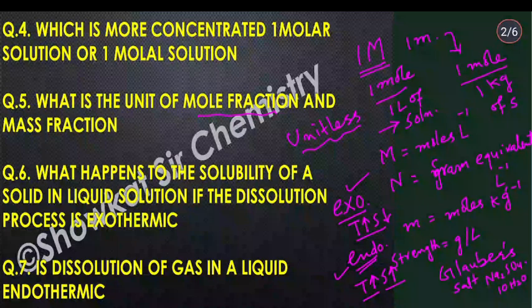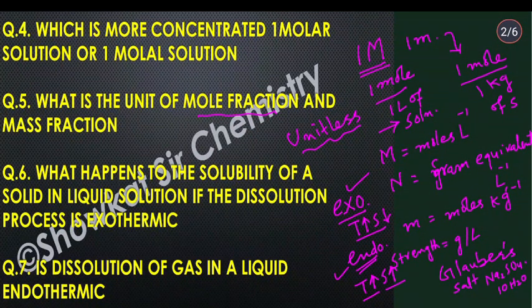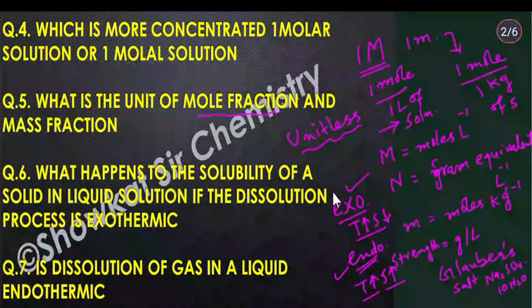So you have to remember that it shows peculiar behavior: Glauber's salt's solubility increases on increasing temperature up to 32.4 degrees Celsius. But after that, if we further increase the temperature, its solubility will decrease. So this is one of the salts which shows a unique nature or behavior, which you will remember here. So this is Glauber's salt.